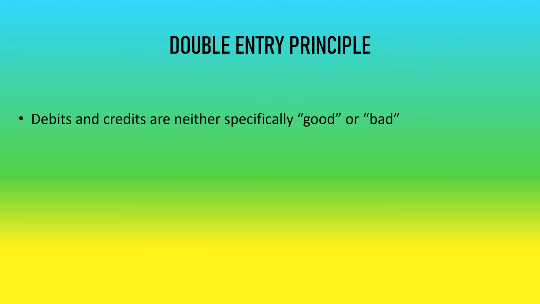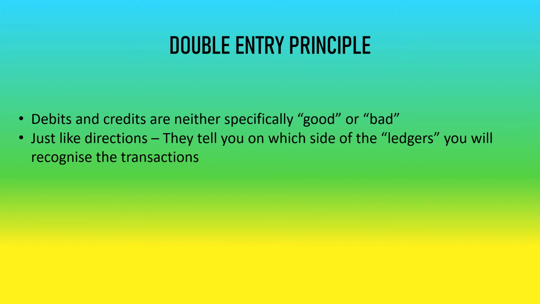So let us talk about the double entry principle. Last week we talked about the accounting equation, and this week we're talking about the double entry principle, and I'll show you in the future slides the difference between the two. But the double entry principle, as we all know it, is the debit and the credit. Debits and credits are neither specifically good or bad. They are just like directions. They tell you on which side of the ledger you will recognize the transaction.